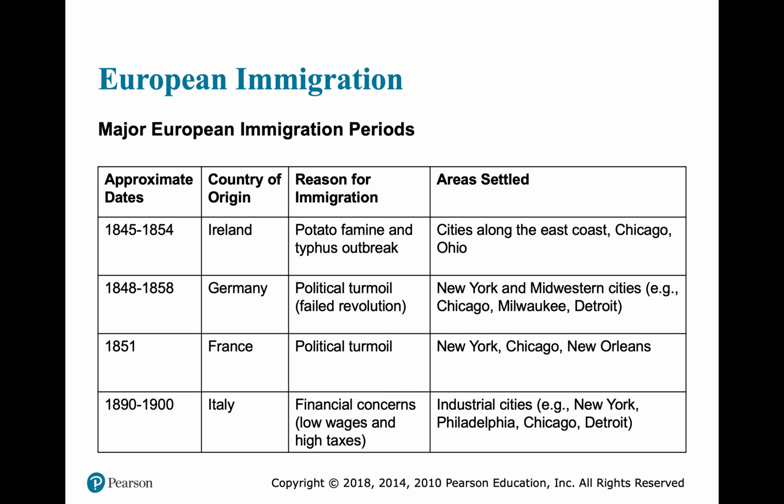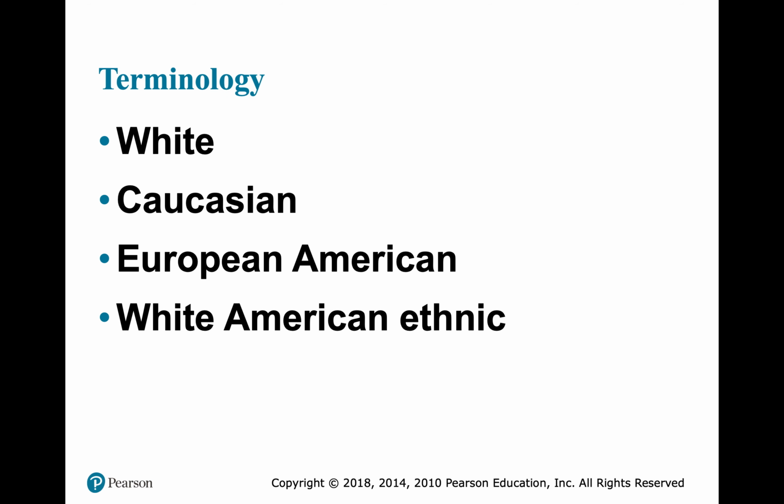Okay, so here's another nice little chart with the more immigration periods. So we have those coming from Ireland. Many of them came because of the potato famine and typhus outbreak. And you can still see these communities in places like New York, Chicago, that kind of thing. Germany, political turmoil. France, political turmoil. And you see all the French influences in New Orleans if you've been there. Italy, financial concerns. And we'll have more charts as we go along.